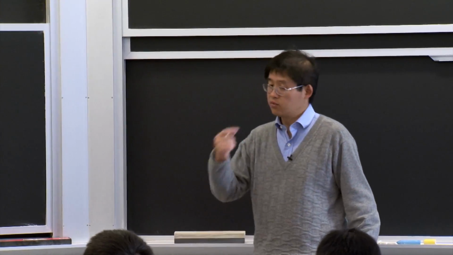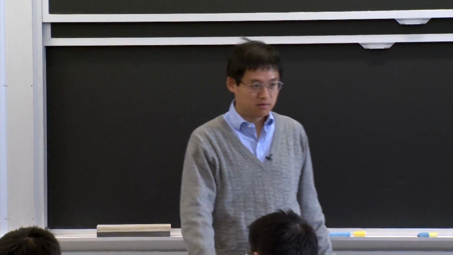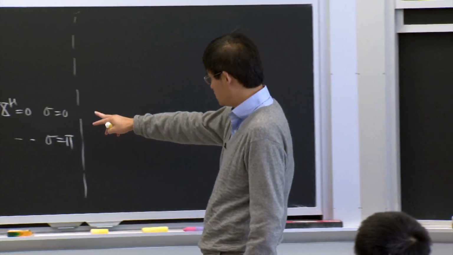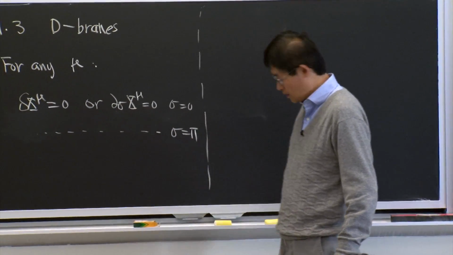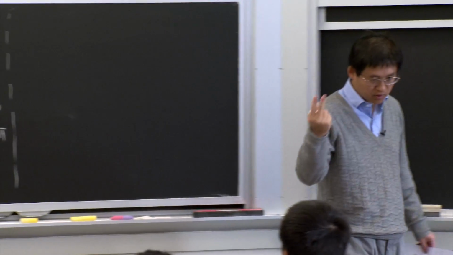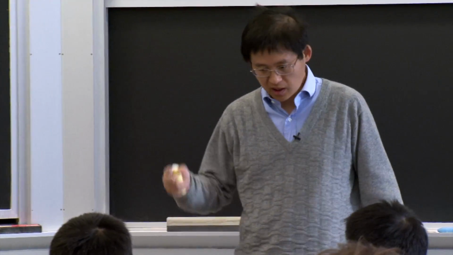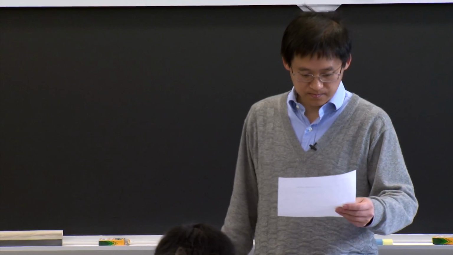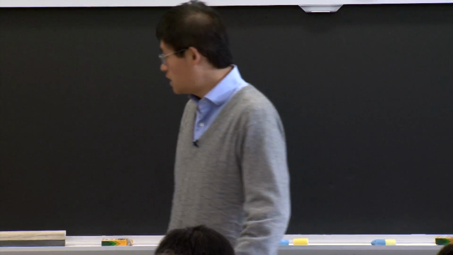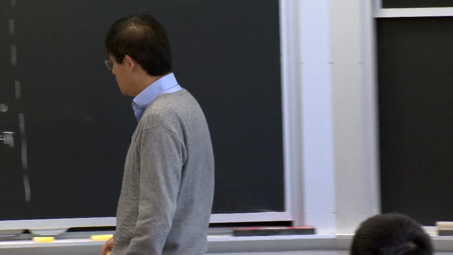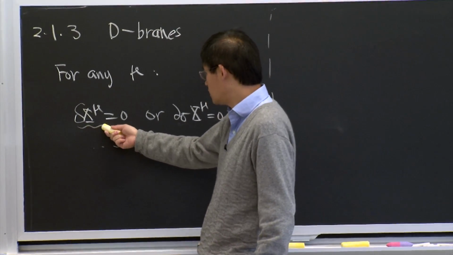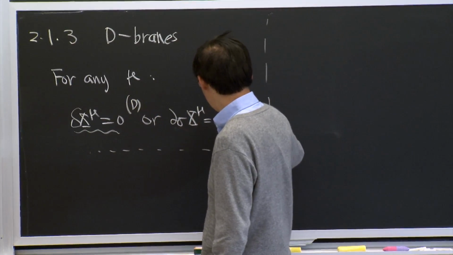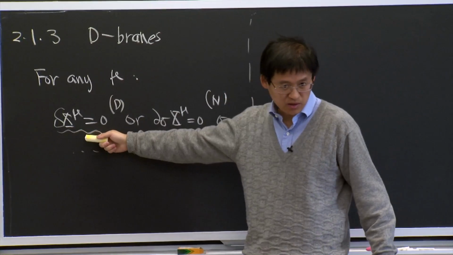So let's now look at what the other boundary conditions mean. We looked at the case where you impose the Neumann condition everywhere, at both sigma equal to 0 and sigma equal to pi, and for all directions. But now let us explore these more general boundary conditions. This is called the Dirichlet boundary condition. This is called the Neumann. So first, let's look at what this boundary condition means.